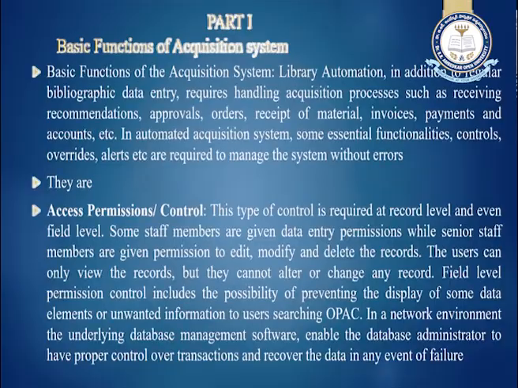They are access permission controls. Here we will be talking about controls at the record level and at the field level. Some data entry operators will not have the power to delete, modify or remove records, or edit the record. But the supervisory staff, the senior staff, will have the right to remove, edit, modify and delete the record. Accordingly, the permissions are given to them.